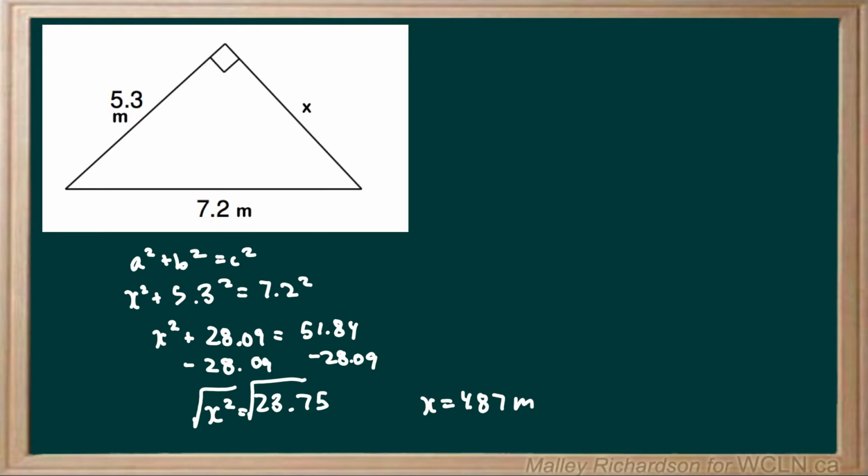Now again, we can check if this makes sense, because we know that x is not our longest side, so that means our value of x should be smaller than our longest side of 7.2 meters. Well, 4.87 meters is shorter than 7.2 meters, so therefore x is right and makes sense as our final answer.